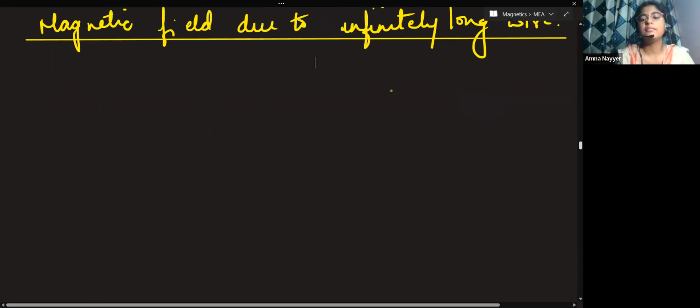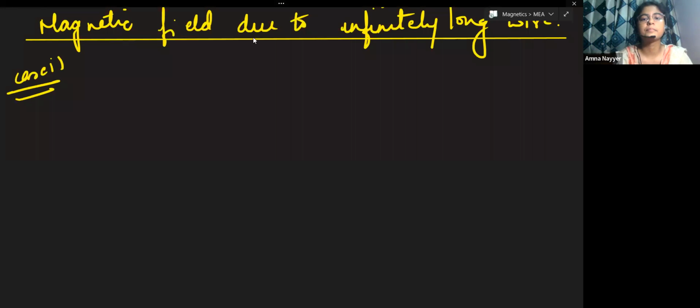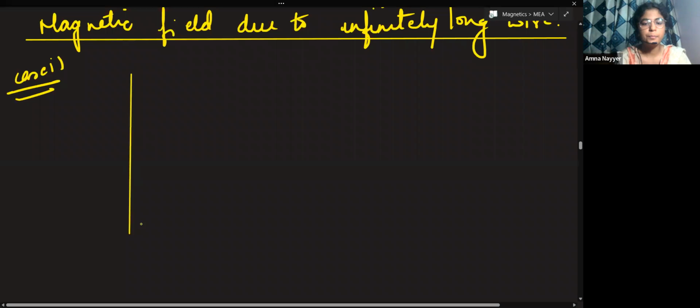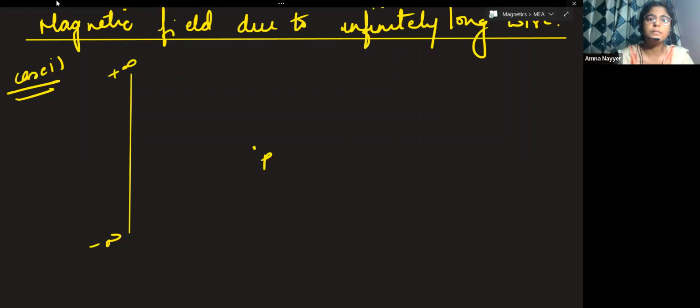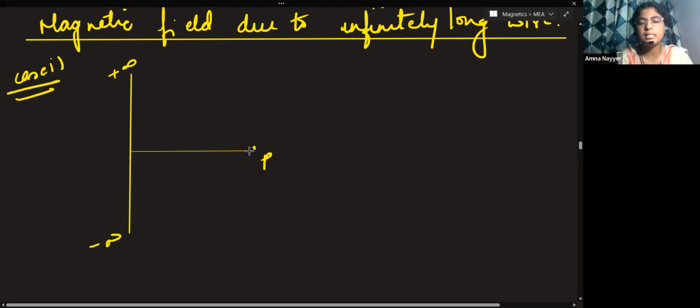Now see, infinitely long wire. Let's take the first case. Let's talk about it. This is a wire. It has ends from plus infinity to minus infinity. It is extending. And we take a random point P. Let's say the separation of this point from the current element that we take is A. And at point P, we have to find out the magnetic field. Current is flowing in this direction.